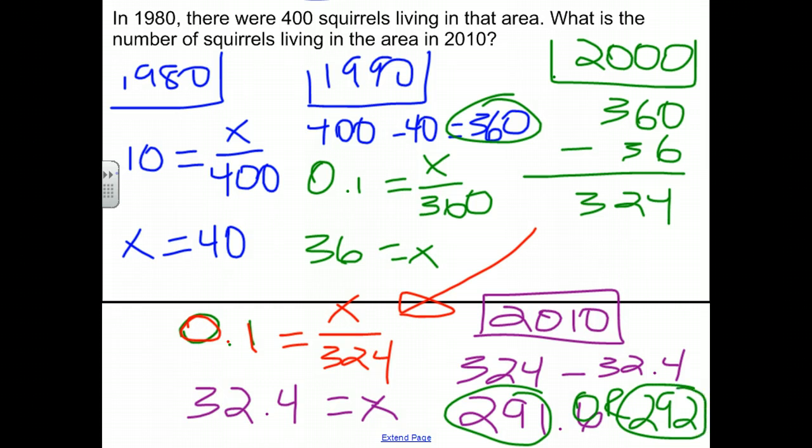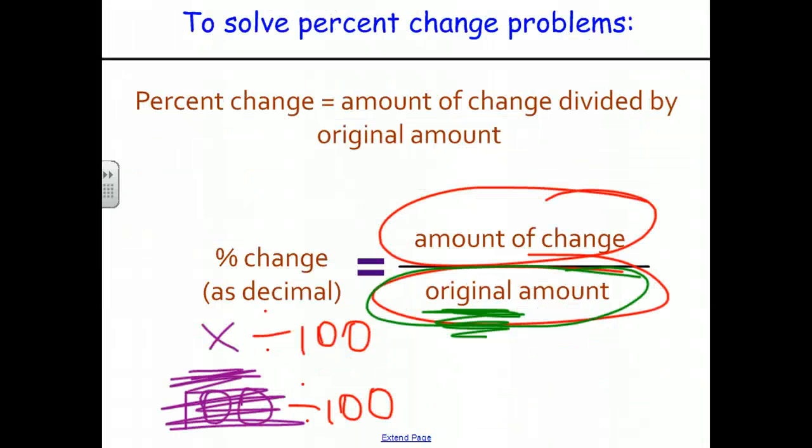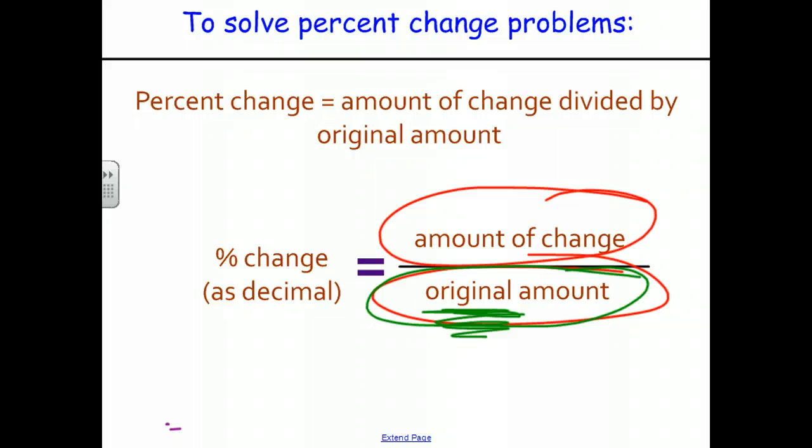So those are our projections that we have for the number of squirrels living in the area in 2010, assuming that each decade it drops 10% from the amount 10 years before. 10% from 1980, 10% from the new 1990, 10% from the new 2000, and 10% from the new 2010. So again, for any percent change problem, all you have to do is look at the formula. Percent of change as a decimal, very, very important, as a decimal is equal to the amount of change as a number divided by the original amount that you are changing from.